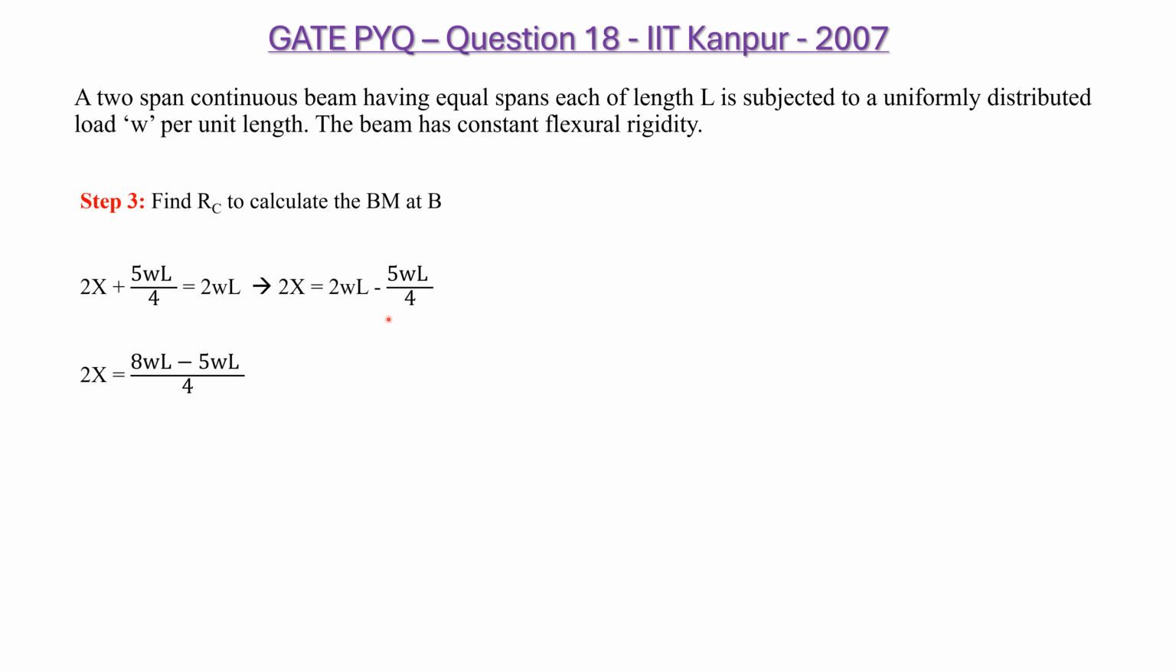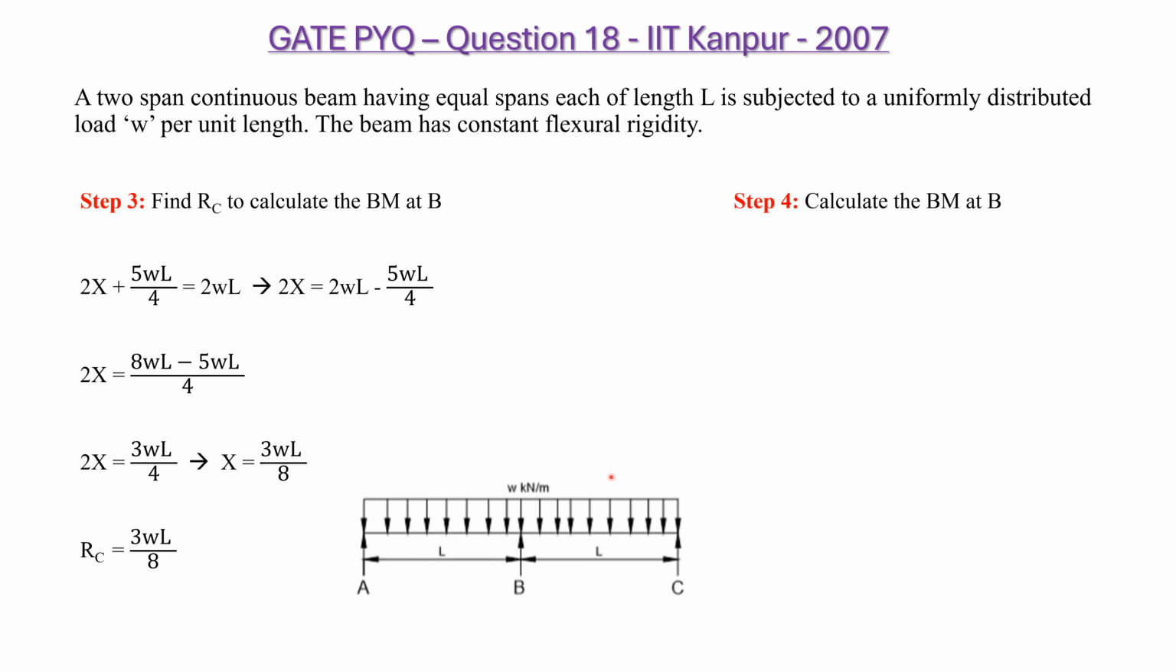Further, when I take LCM of these two terms, it will be 4, and 4 is multiplied here in the first term, that is (8WL minus 5WL)/4, that gives 2X. Therefore, 2X will be equal to (8 minus 5), that is 3WL/4. Therefore, X equal to 3WL/8. That is our reaction at C, 3WL/8. Now, going to the second question, calculating bending moment at B.